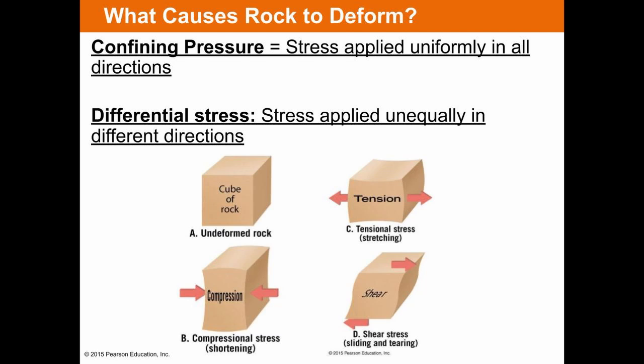For example, if we look at these pictures here, A, a cube of undeformed rock, may be under some sort of confining pressure, may not be. But the fact that no strain has occurred means it's not changed. B, we have a compression, a shortening effect happening in the rock, where the majority of the pressure is coming from the sides, left and right, pushing in. C, tension, is a pulling out of the rock on the left and right sides, stretching the rock out, as we can see what happens.